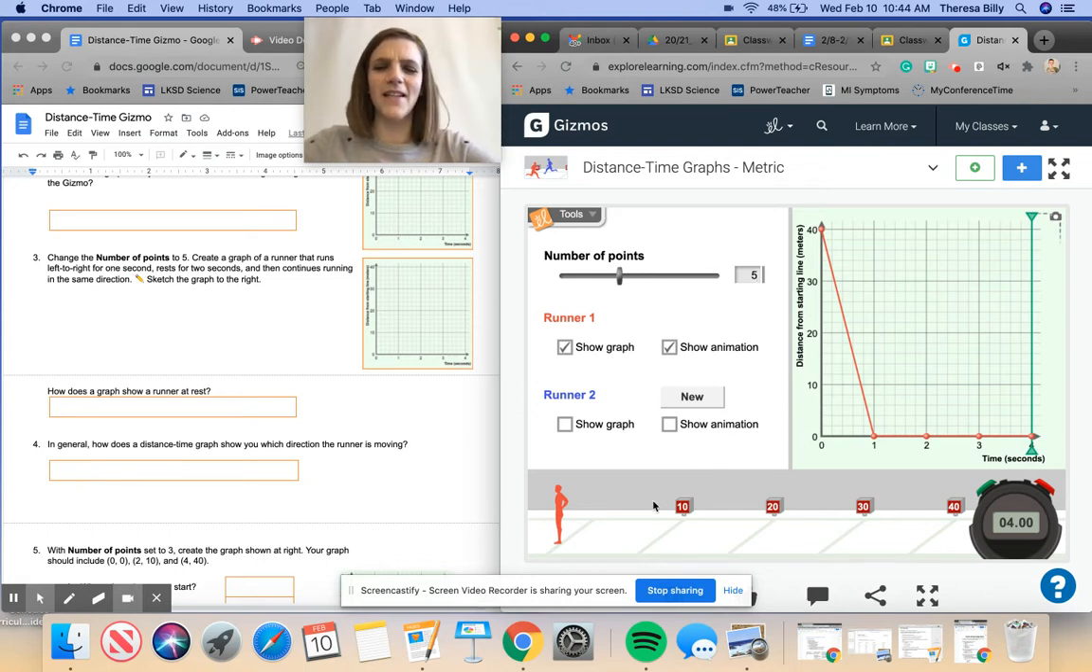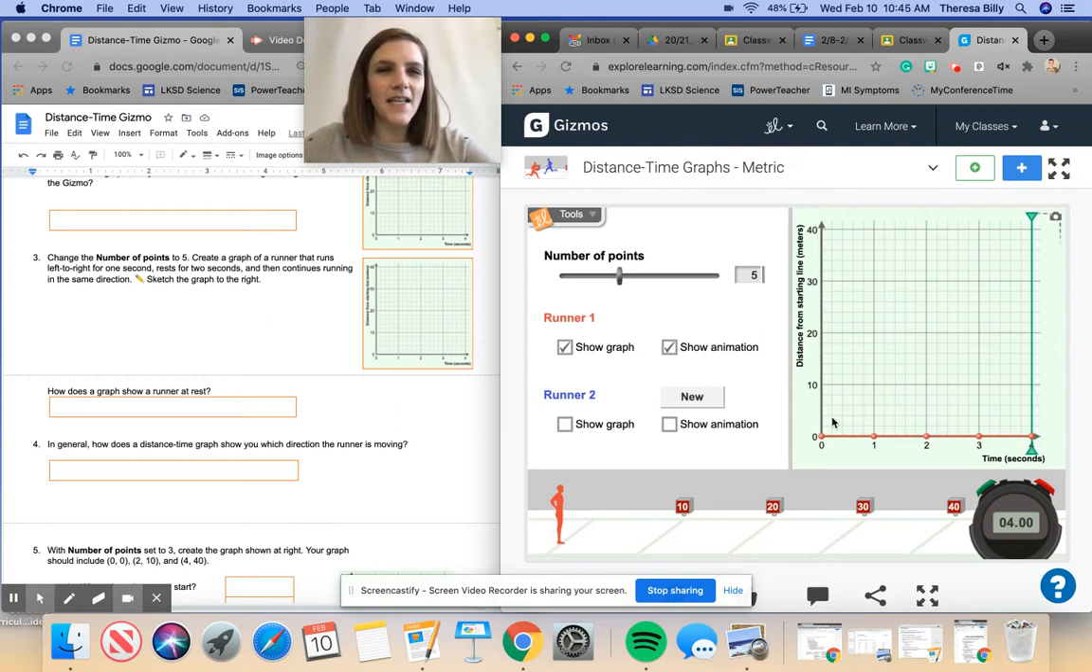So let's kind of think about that. If we're running from left to right, that means from the starting line to the finish line, then we want our graph to be sloping up and to the right. So I need to drag this first data point from 0, and then I need my graph to be sloping upwards, right? Just like we saw in, I think it was number 1.